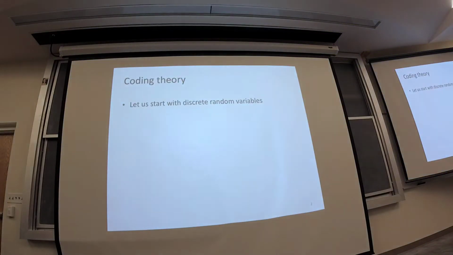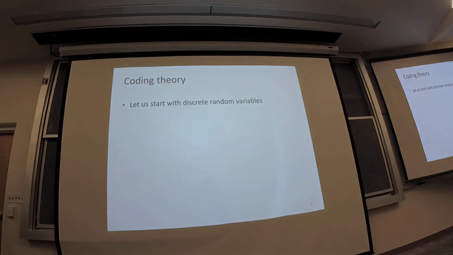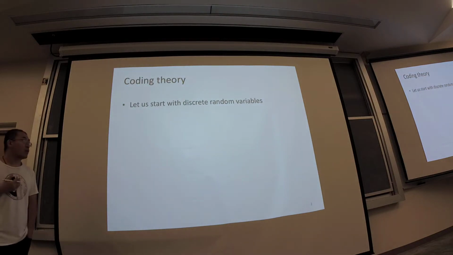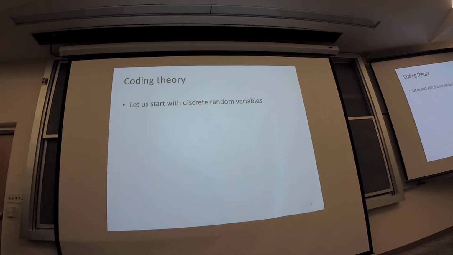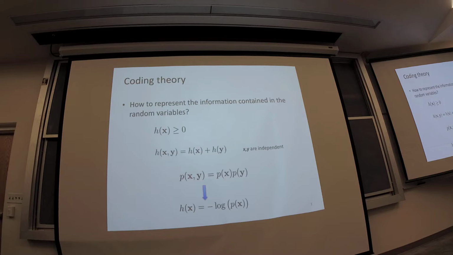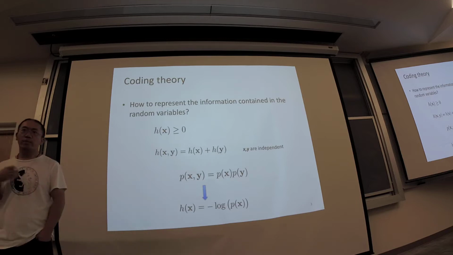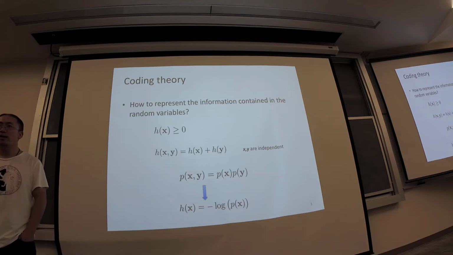So let us start with the basic concepts in information theory. Let us start by talking about discrete random variables. Suppose I have a discrete random variable, not a continuous one. A natural question would be: how can we come up with a measure of the amount of information contained in this random variable?